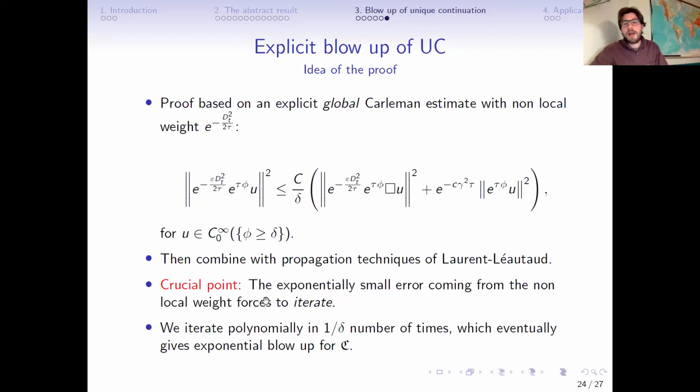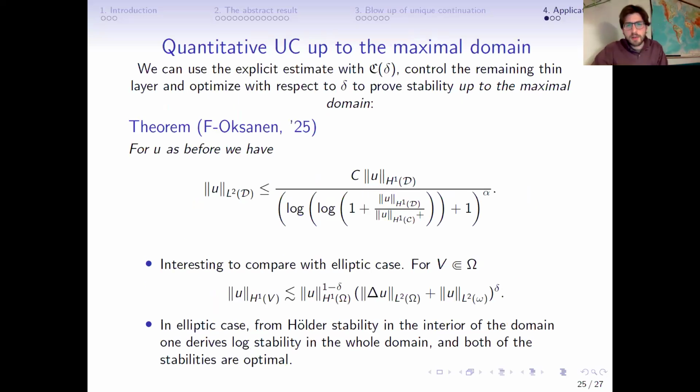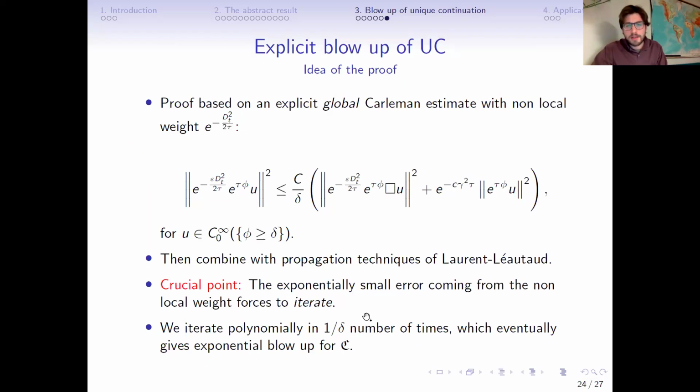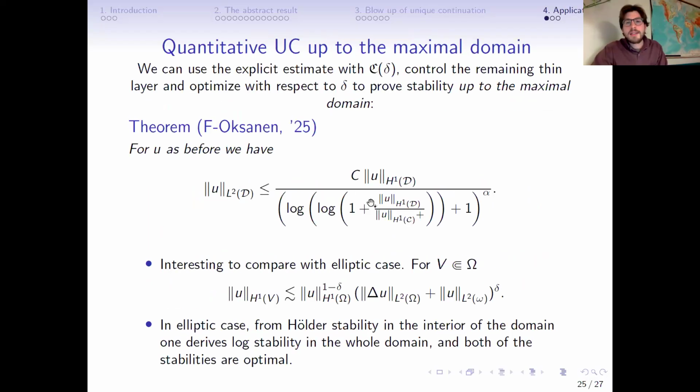And then we combine with the propagation ideas of Laurent Leouteau. And the main point is that, as it turns out, this estimate has to be iterated. And in each step that you iterate, you gain some uniqueness. But this was what we learned by our analysis. Due to this microlocal weight, you cannot advance too much. And so this is what gives this exponential in the constant. And then you can use an optimization argument.